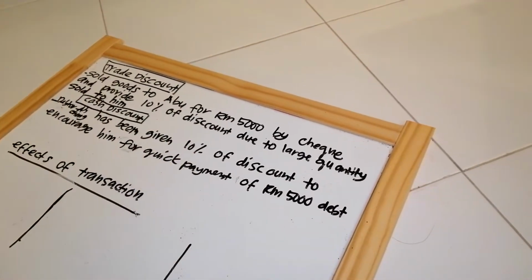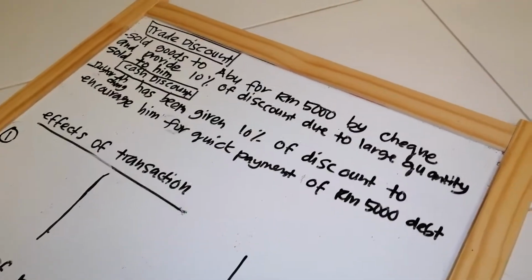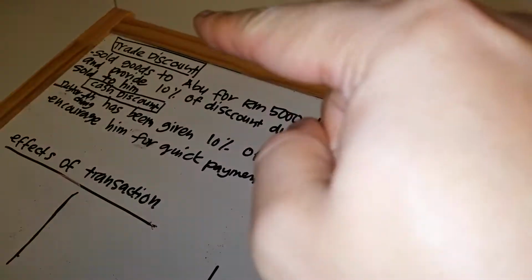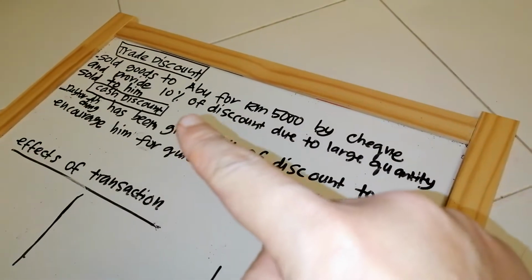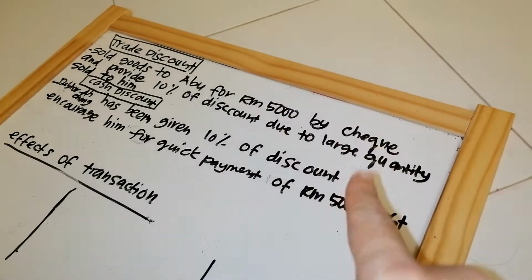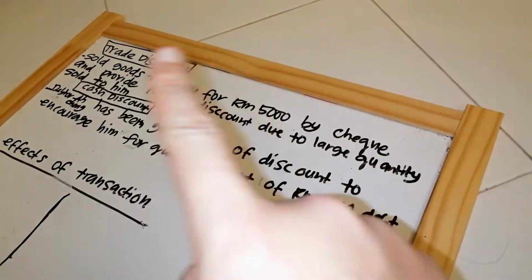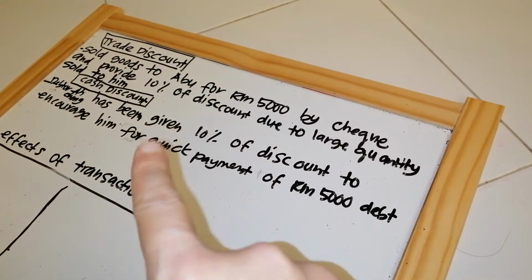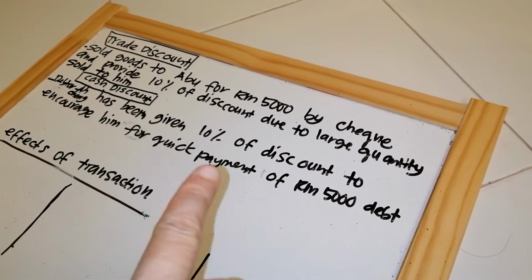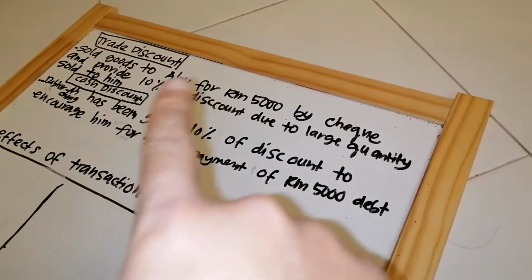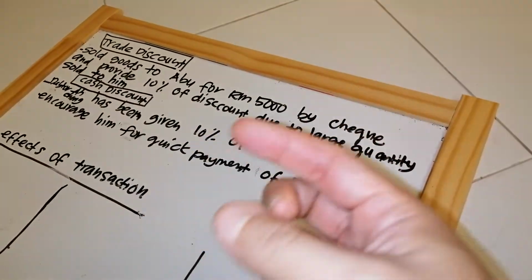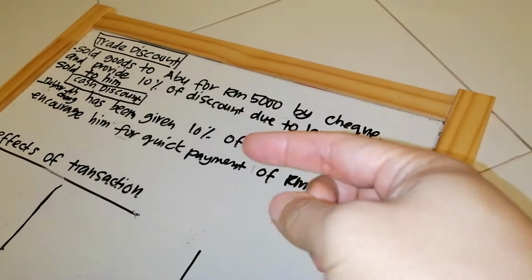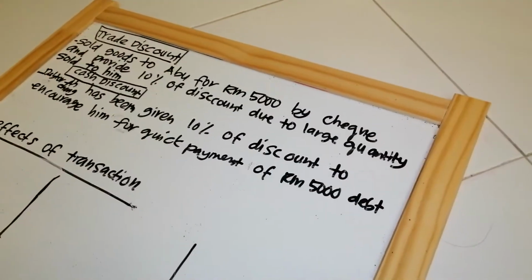How to differentiate between cash discount and trade discount? You look back at the definition of trade discount and cash discount. Trade discount we give because of large quantity. Cash discount, the business gives because to encourage quick payment. So this is the term that you may identify during the final exam to give you some idea to identify whether the discount is trade discount or cash discount.